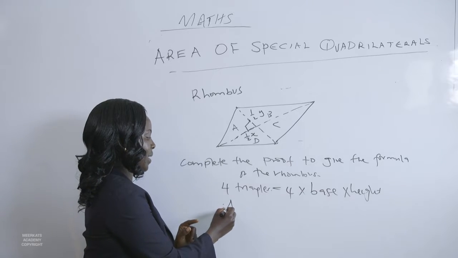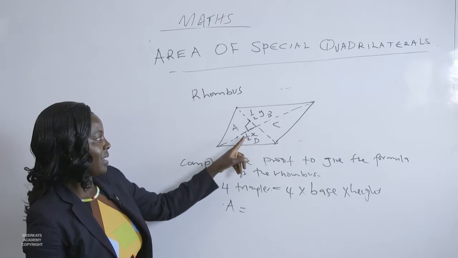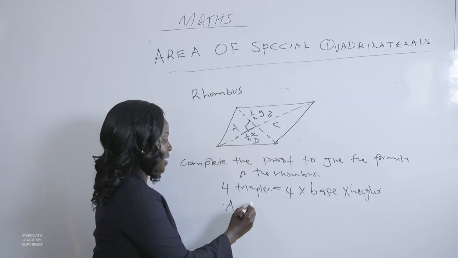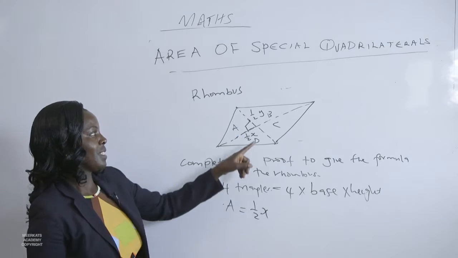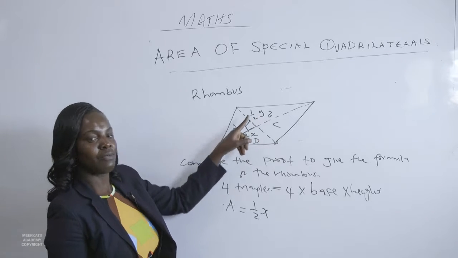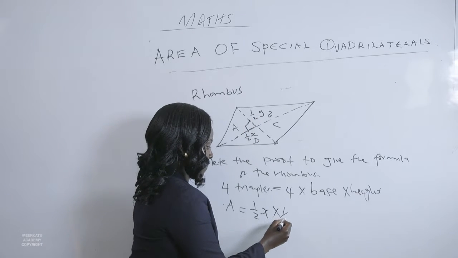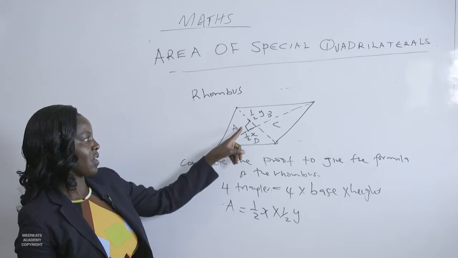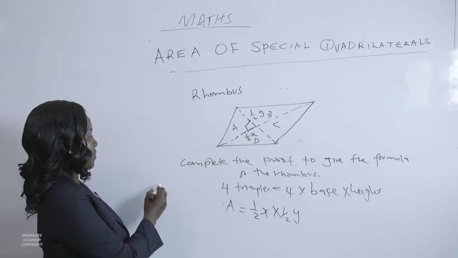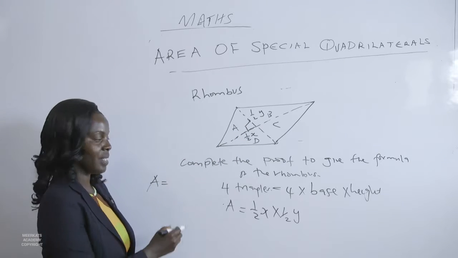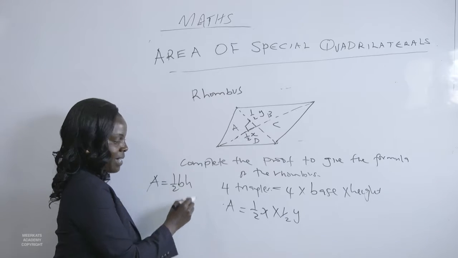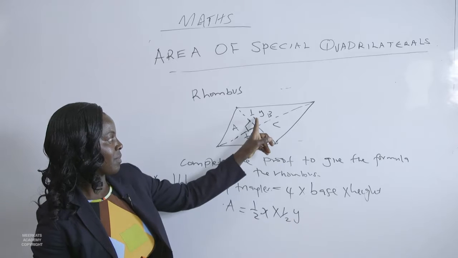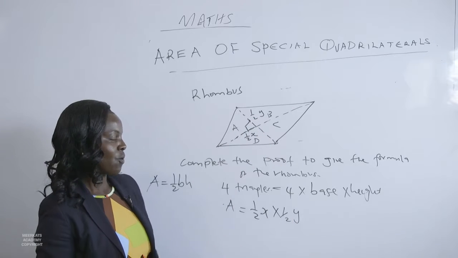Let's find the area of triangle A. Area of triangle A, this is the base, which is half x, multiplied by a half y, which is the height. That is the area of triangle A, because we know that the area of a triangle is a half base times the height. So if we substitute the base, which is a half x, and the height, which is a half y, what will that give us?